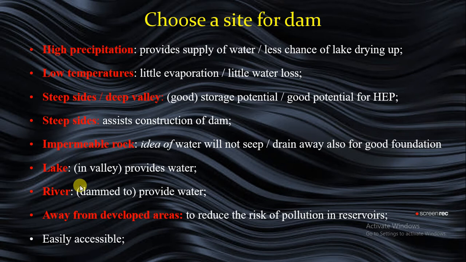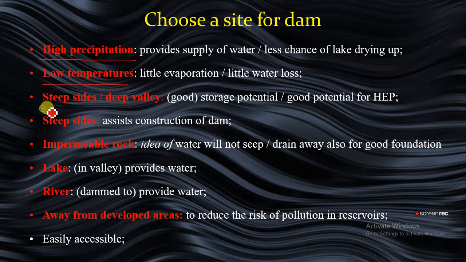Now, choosing a site for a dam, one major thing they look out for is that a dam should be located in an area that has high precipitation. That's where there is enough supply of water, therefore there will be less chance of the lake drying up. Also, low temperature. Low temperature helps to reduce the rate of evaporation and water loss.